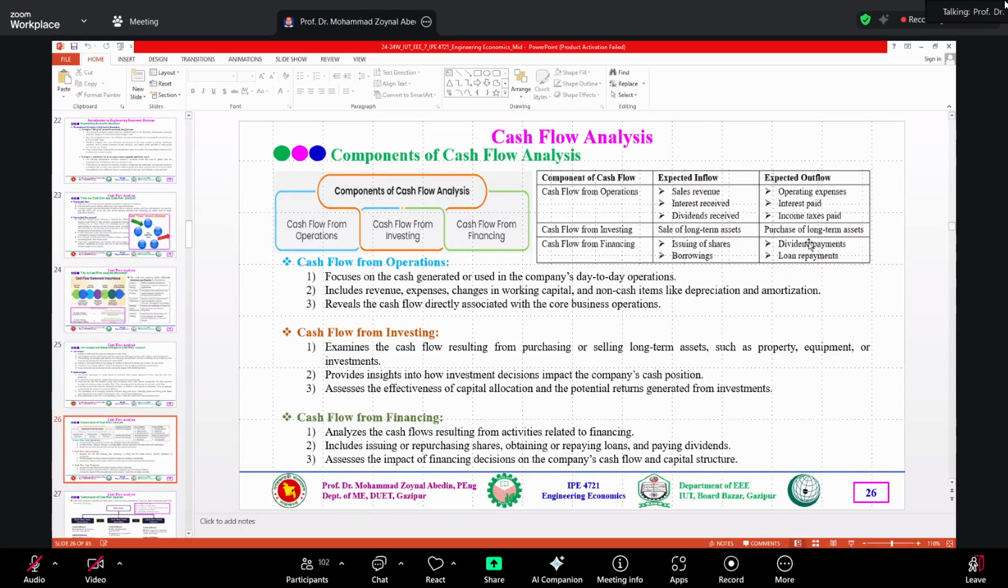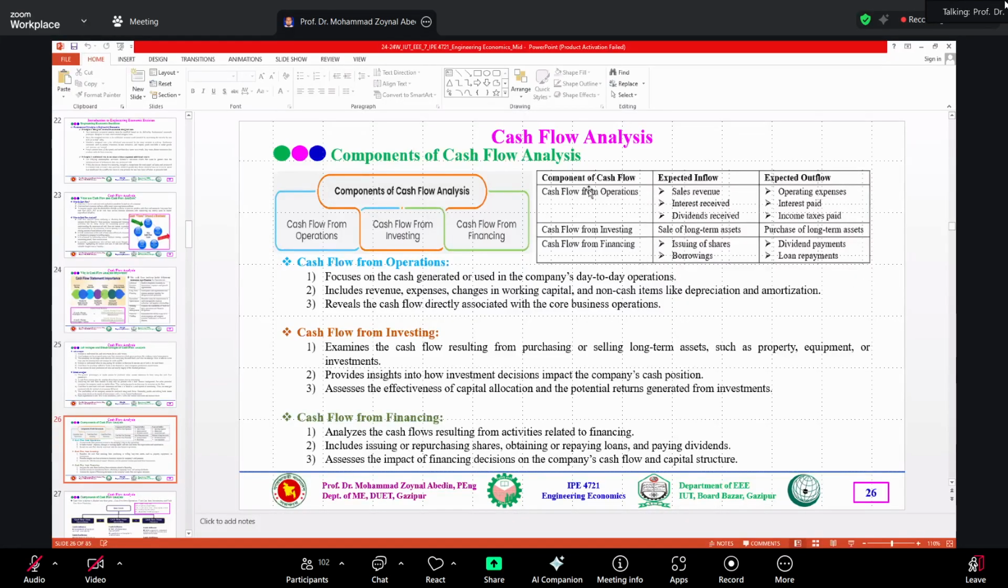And what will be the outflow? You can see dividend payments. Dividend payments, this is due to the financing. Loan repayments: you took the loans, now you are repaying these loans, and the money will be out from your pocket. So dividend payments and loan repayments are the cash outflows from financing.